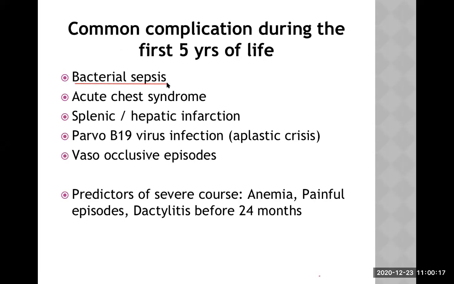Bacterial sepsis is one of the main features here. Now, you all know the reason. Because of the loss of splenic function, there is a severe chance of bacterial sepsis. And the common organisms for this bacterial sepsis are encapsulated bacteria like pneumococci, meningococci, and Haemophilus influenzae type B, HIB. These are the 3 major organisms which lead to sepsis in these children.